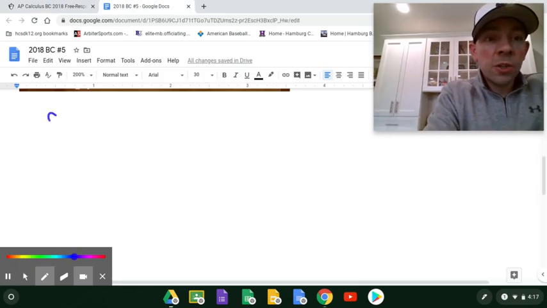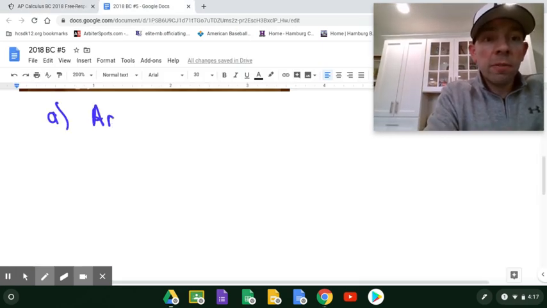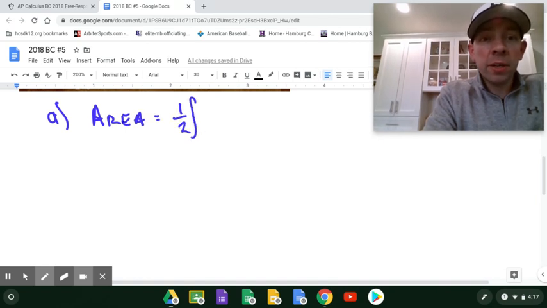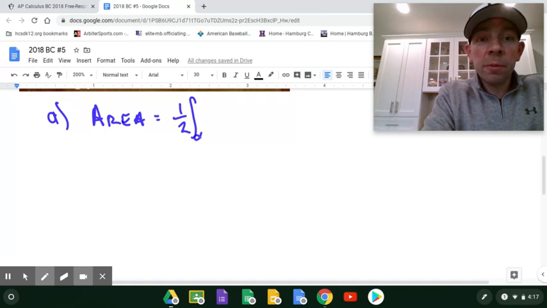So area in general bounded by a polar curve is going to have a built-in coefficient of 1/2. That's automatic. And it's going to be the definite integral from, say, alpha to beta, or you could use theta sub 1 to theta sub 2, of the function r squared d theta. So that's the most generic form.